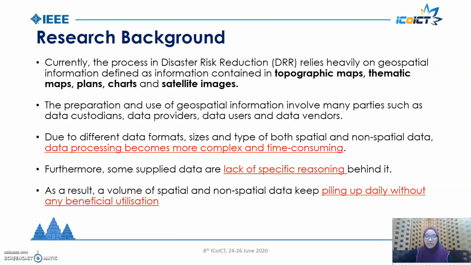This is the research background of our studies. Currently, the process of disaster risk reduction, DRR, relies heavily on geospatial information, such as topographic maps, semantic maps, plans, charts, and also satellite images.